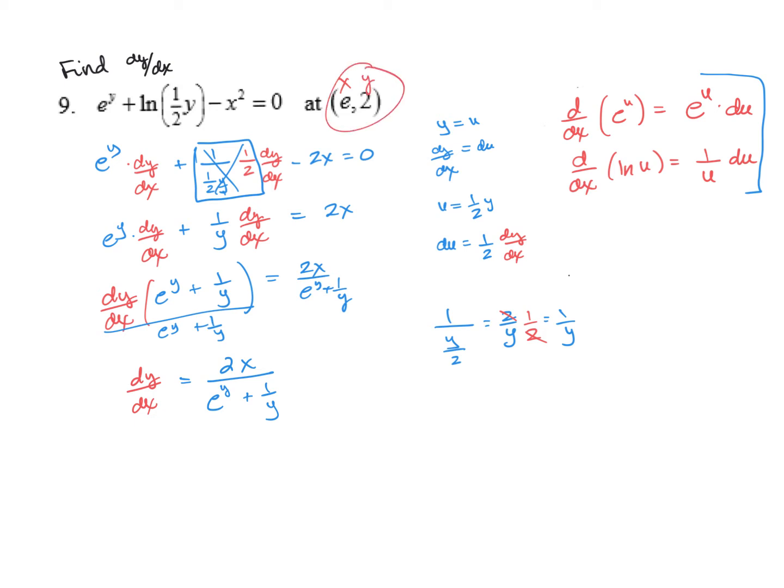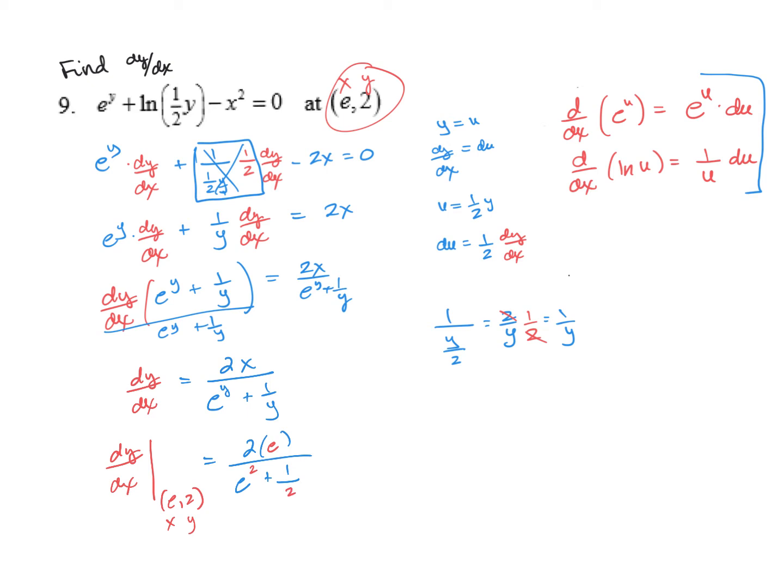So we're going to come down here, and so dy over dx, we are plugging in e, 2, and that is going to give us, so 2, and the x value, remember this is x and this is y, so the x value is going to be e, and then e to the y, and y is 2, plus 1 over y, and again, y is 2.